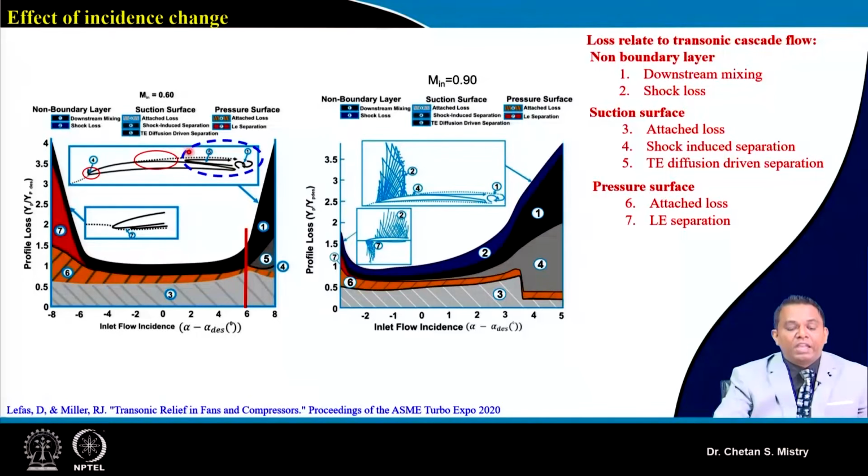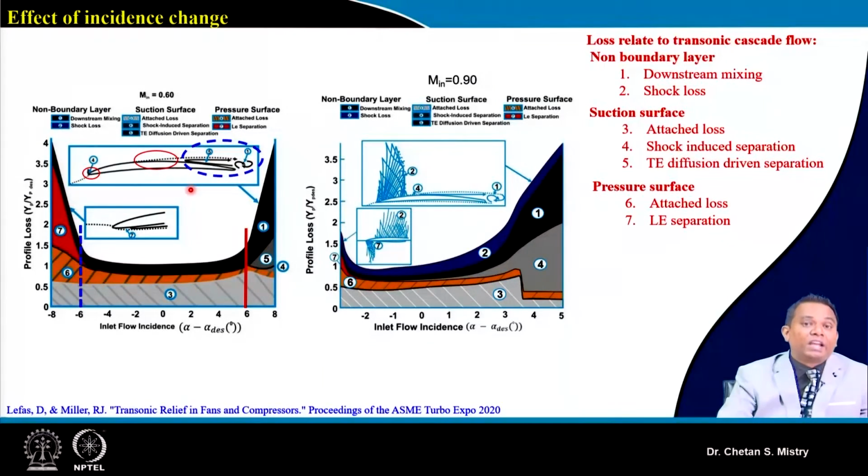So we can say in this region we have trailing edge diffusion driven separation, and downstream mixing losses are going to boost up. So this represents my mixing losses, this represents my diffusion driven separation, and this is shock induced separation. So when our flow is subsonic and our incidence angle is positive, this gives rise to the losses.